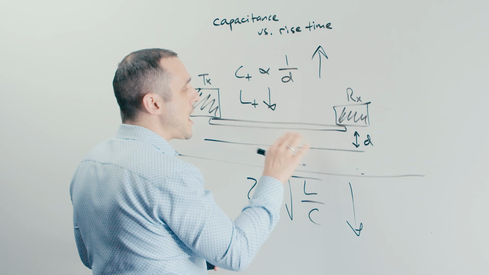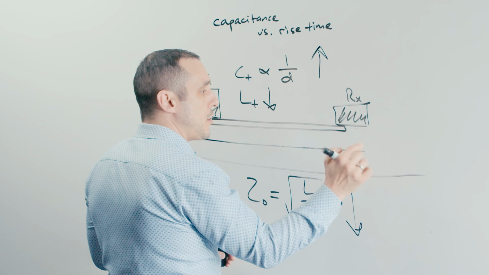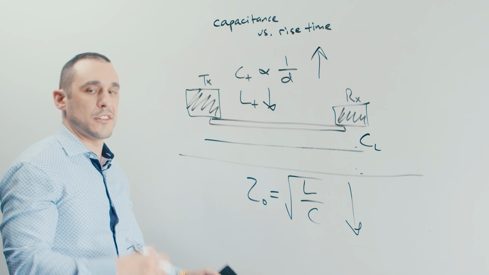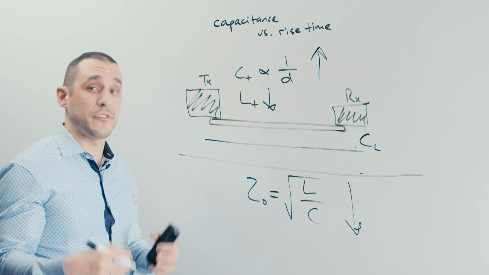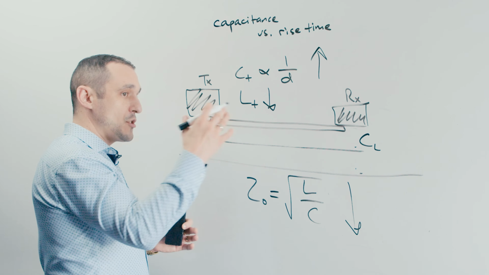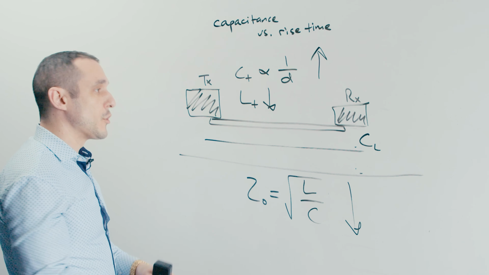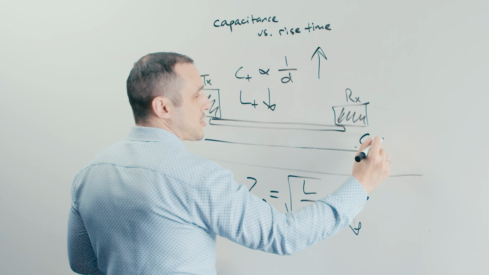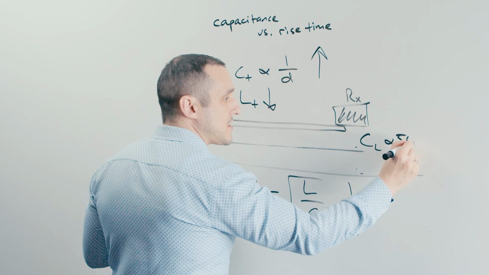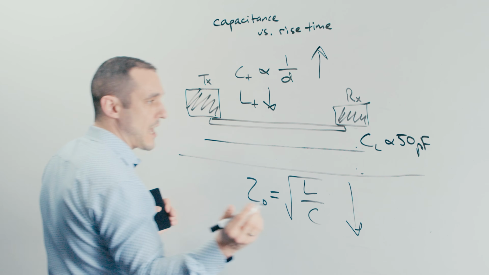Now, remember here, you're not just driving a trace, you're also driving a load capacitance. And the load capacitance could vary anywhere from, for example, a few picofarads for very advanced, very small buffers, all the way up to tens of picofarads for older components. So let's just suppose here, as an example, the load capacitance that I'm trying to drive is 50 picofarads, okay?